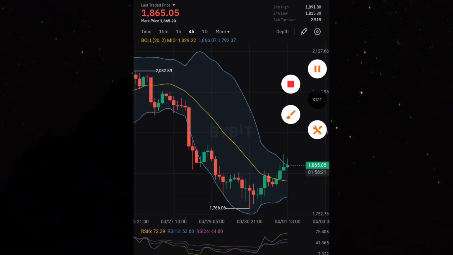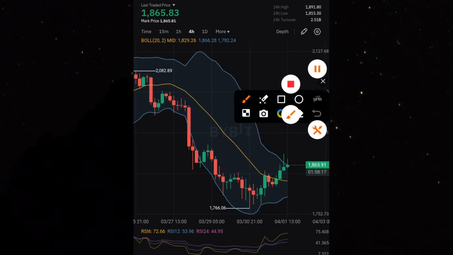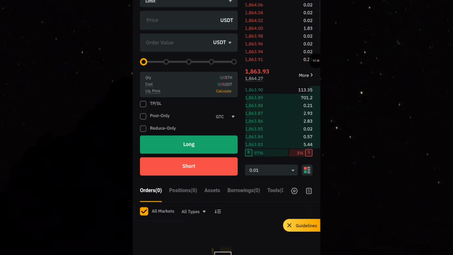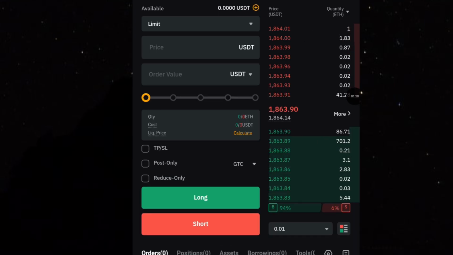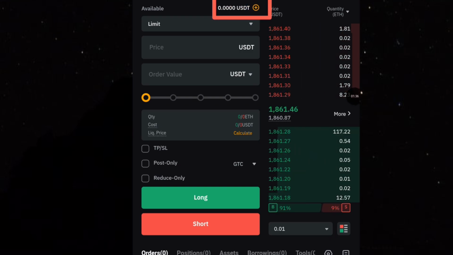So futures is very different from spot. Okay, now my previous class I showed you how to trade futures with demo trading. Okay, but here I'm just going to show you how to long and short. Okay, but for this class we're talking about longing. So click on long, and once you have clicked on long, you can see that there is no money on our account. Okay, even though we have 71 USDT.